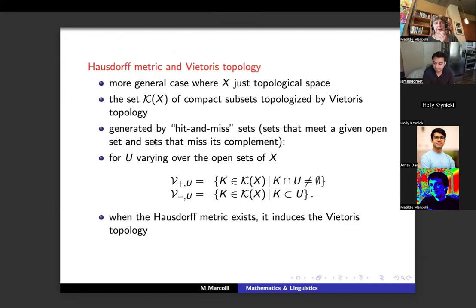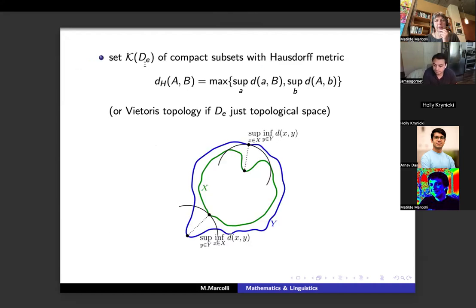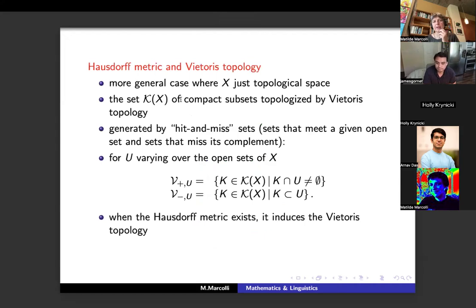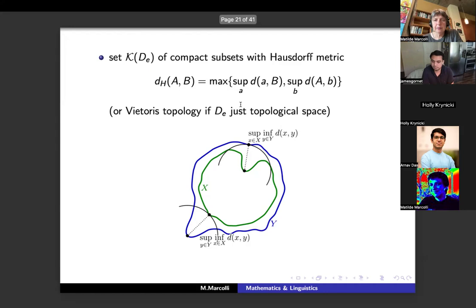So one thing to note, which will be useful in a moment, is that if you start with a set, so here we start with this set E, which we know is metric and compact. And if you start with another set X, which is not necessarily a metric space, but is a topological space, you can still form the set of all compact subsets. And it's not necessarily metric. You see, the Hausdorff metric here is using the metric on the underlying E.